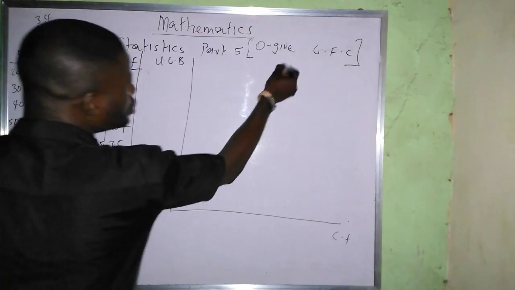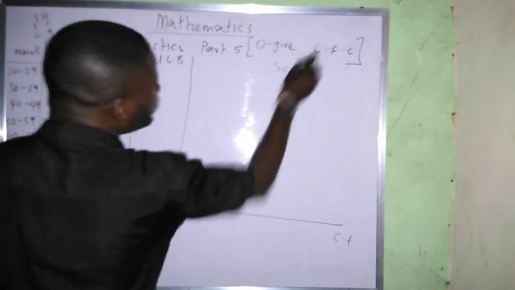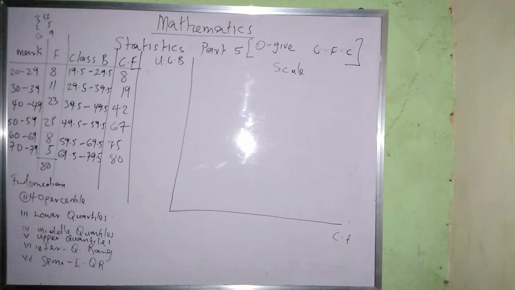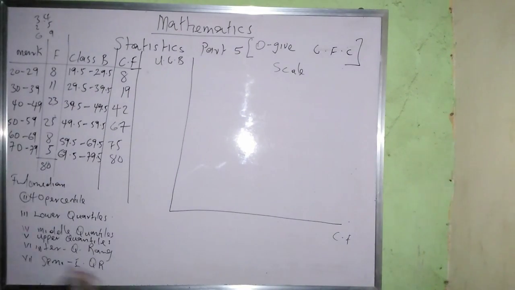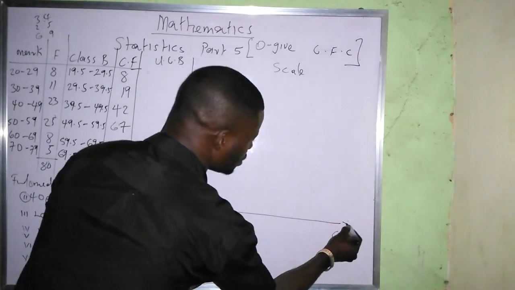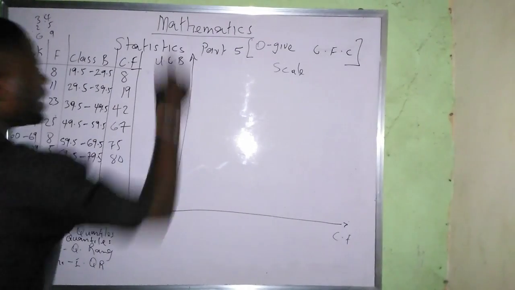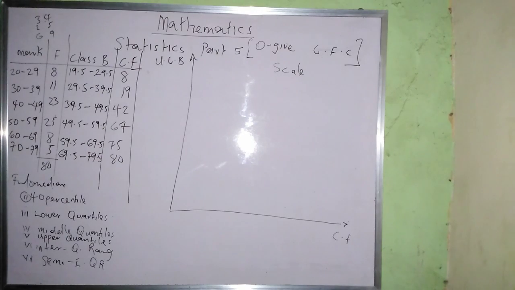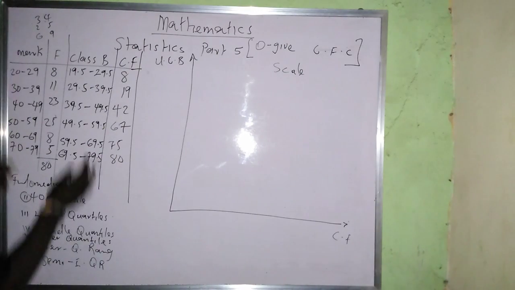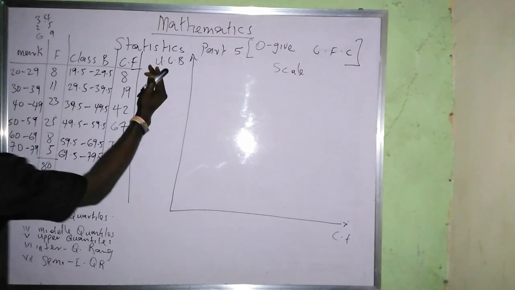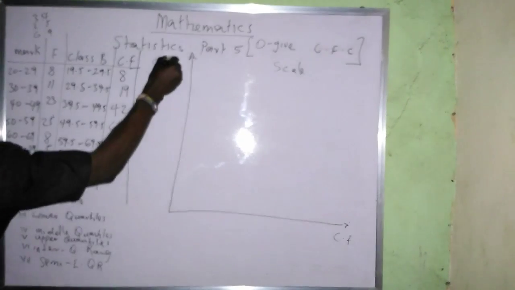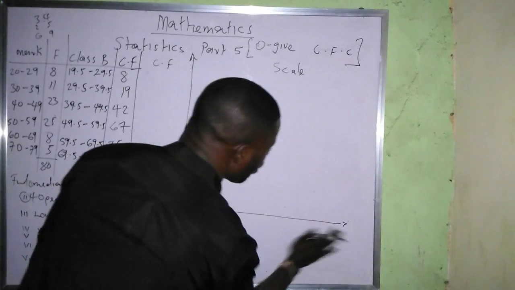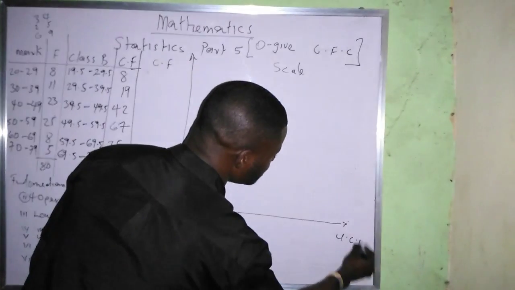Now, all these things will be in your scale, because you have to plot it in a graph. This is just a sketch to show how it looks, but normally it's supposed to be on a graph. In my graph, this one will be my cumulative frequency, while this one will be my upper class boundary.